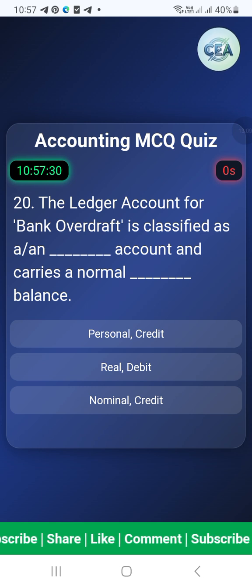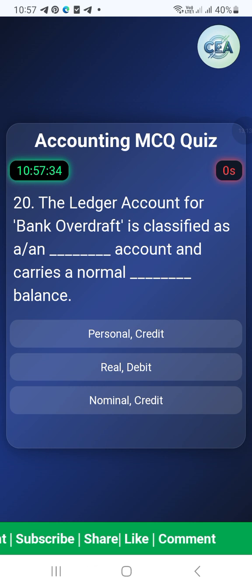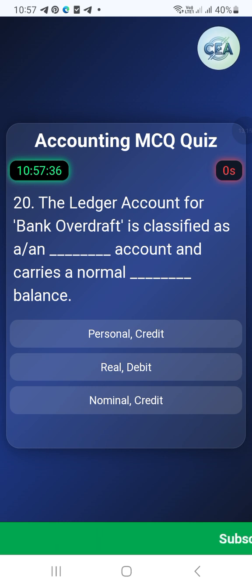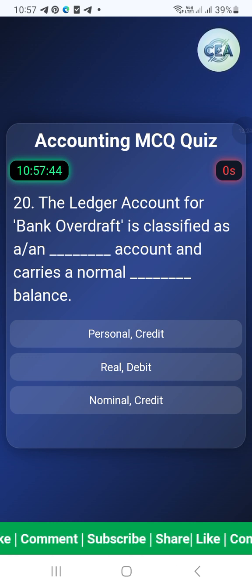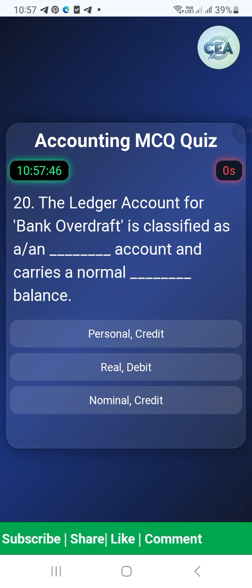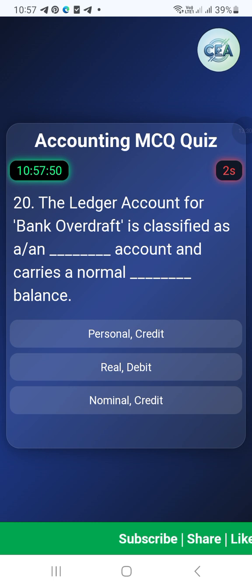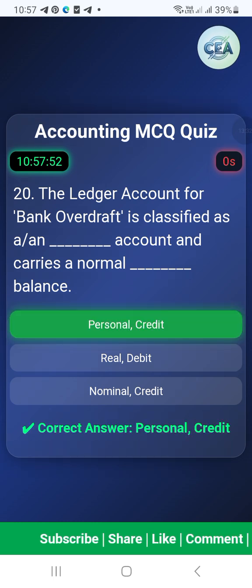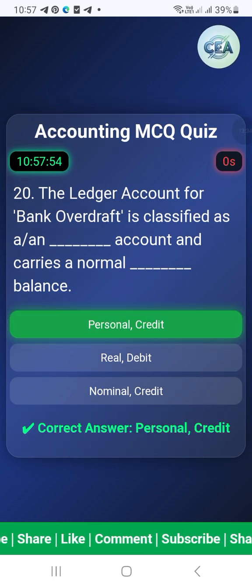20. The ledger account for bank overdraft is classified as a blank account and carries a normal blank balance. Option 1. Personal credit. Option 2. Real debit. Option 3. Nominal credit. Correct answer is personal credit.